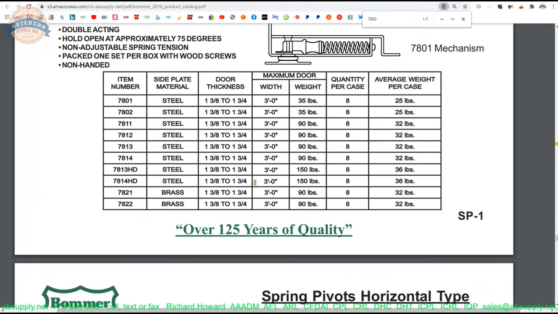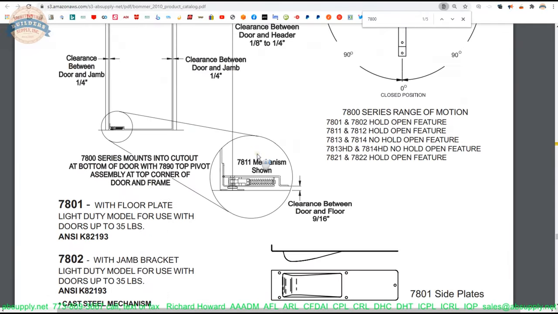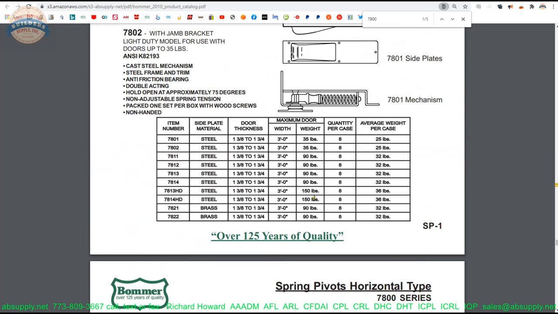Okay, if you were to try that, you'd be looking at either a 7811, which would be a hold open version. You obviously don't have a hold open functionality on the 3029s. If you're at 90 pounds, or a 7814 HD at 150 pounds. One of these is hold open and the other is not. And I think there should be a table here, right, not a table, but here it is. 7813 is hold open, is non-hold open. 14 is, forgive me, they're both non-hold open. Let's go back. Okay, so they do not offer a hold open version in the 150 pound capacity.